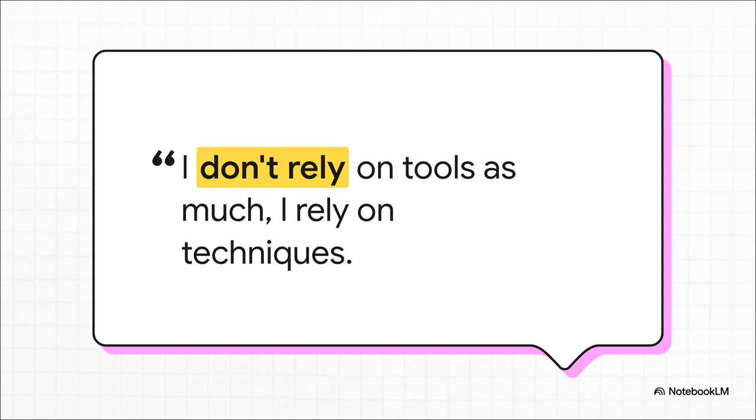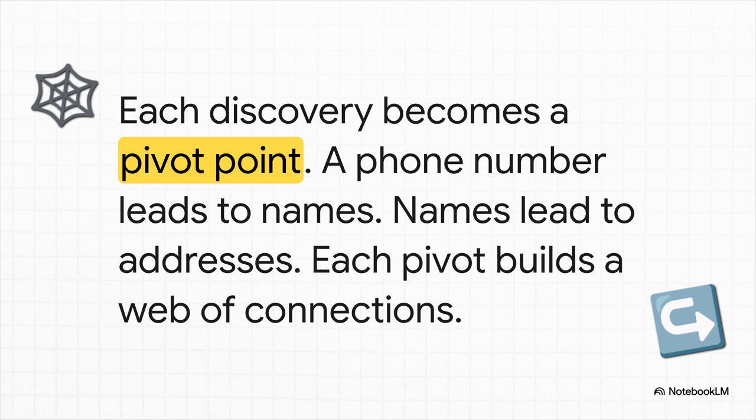Tools will change, websites will go down, apps will become obsolete. But the methods, the techniques are timeless. And the most fundamental technique of all is called pivoting. The idea is simple. You find one piece of information, a username, an email, whatever, and you use that to launch your search for the next piece of the puzzle. Each new discovery becomes a new pivot point, letting you branch out and build this incredible spider's web of connections.